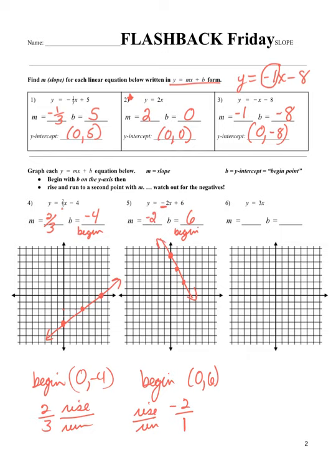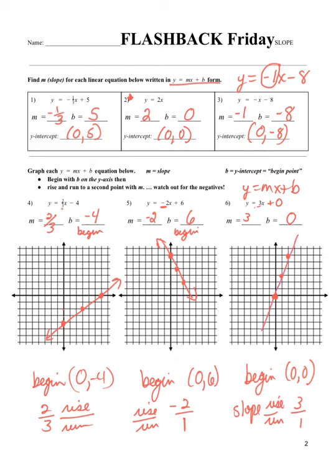Okay, last problem. All right, so this is in the form y equals mx plus b. When you don't see a b, it's understood to be 0. And then the slope is 3. Okay, so I'm going to begin, my y-intercept, or where I begin, is (0, 0). And then my slope is rise over run, which is 3/1. So starting at (0, 0), make a dot. Go up 3, 1, 2, 3, over 1. 1, 2, 3, over 1. Okay? I was given a positive slope, and I did graph a positive slope.